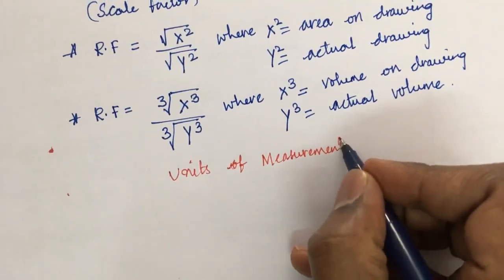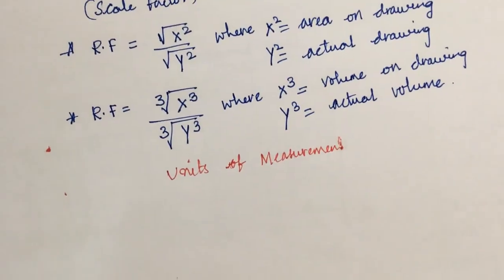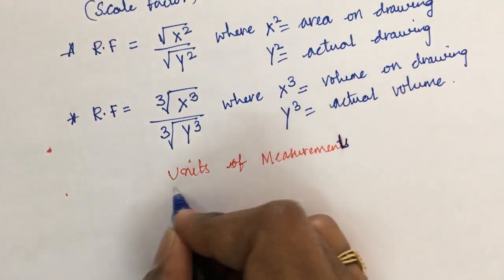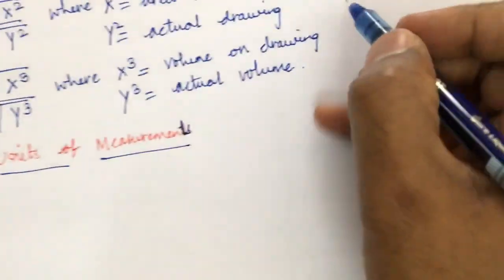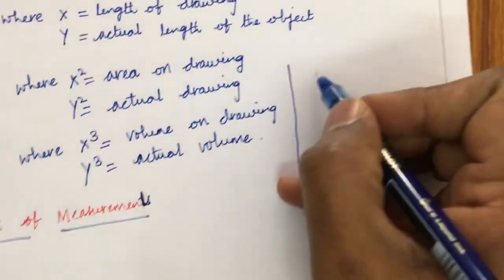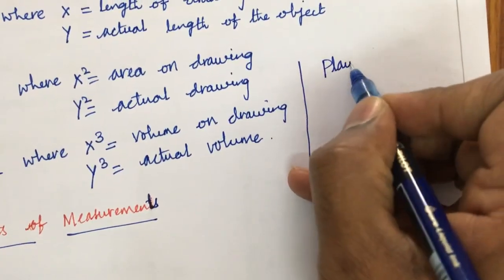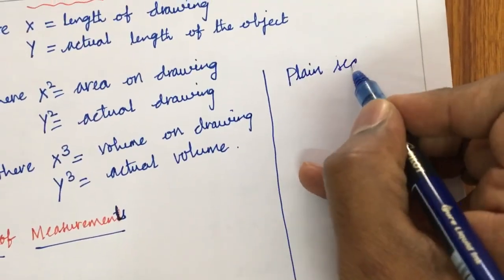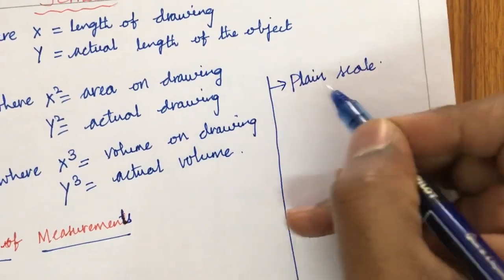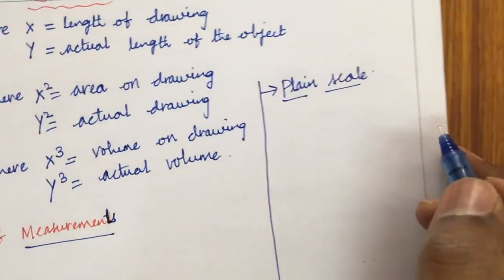Before going to work out the units of measurement, a student should know whether it is a plane scale or a diagonal scale. Dear students, this is only for the students who are taking the exam. In the regular lectures, this will be explained in a different manner. It is also a shortcut method which I am going to explain.